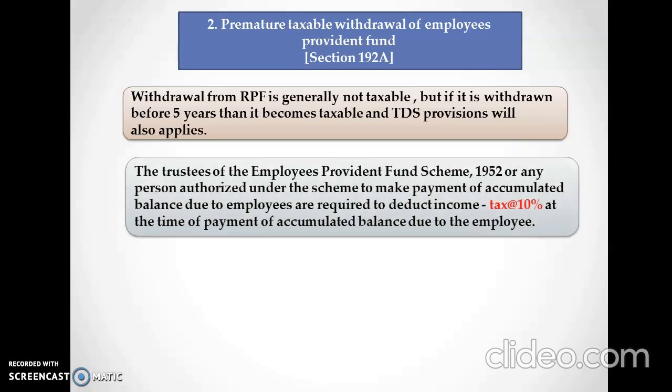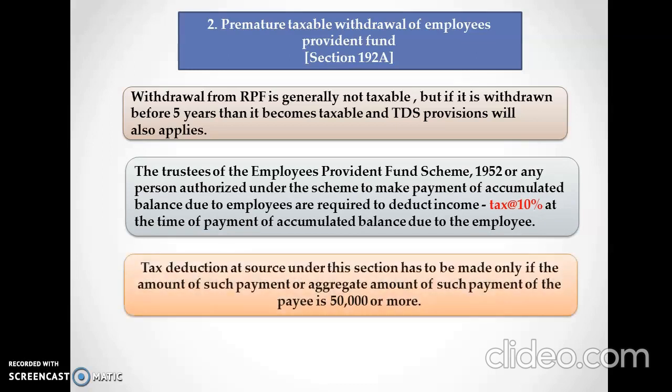So who is liable to deduct TDS? The trustee of the employee provident fund scheme is liable to deduct TDS, and TDS will be deducted at the rate of 10%. The tax deduction under this section has to be made only if your aggregate provident fund amount is more than 50,000; then TDS will be applicable at the rate of 10%.